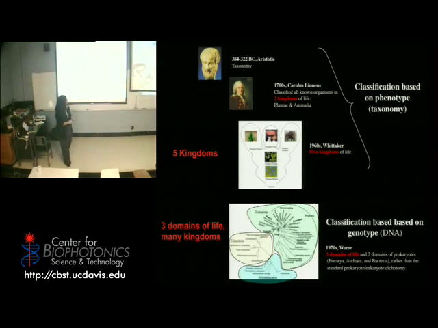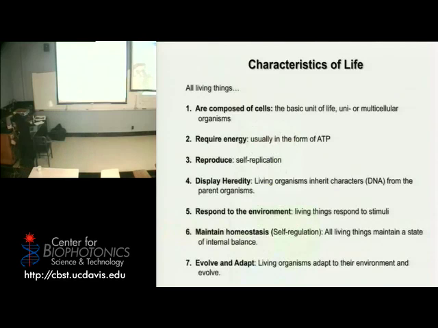Okay, and let's go to the classical list here about the things that are necessary to consider that something is alive. First of all, living things are composed of cells. It's the basic unit of life. It could be unicellular or a multicellular organism, but the cells have to be there. Second, they require energy, ATP. Somebody mentioned that. They reproduce, and they are able to self-replicate and form identical progeny. It displays heredity. So there's DNA in all these living organisms.